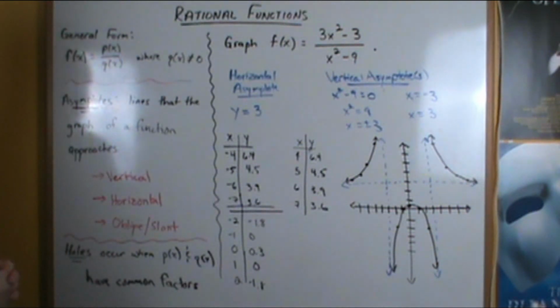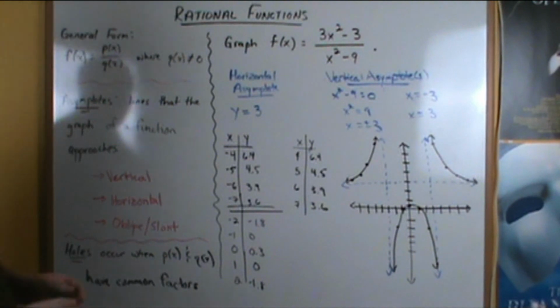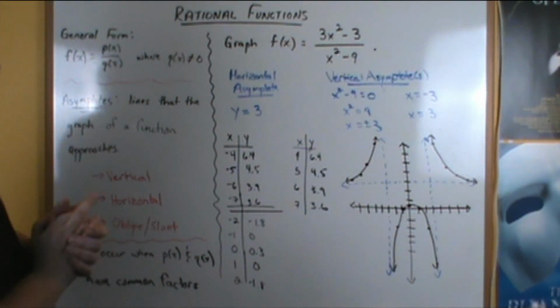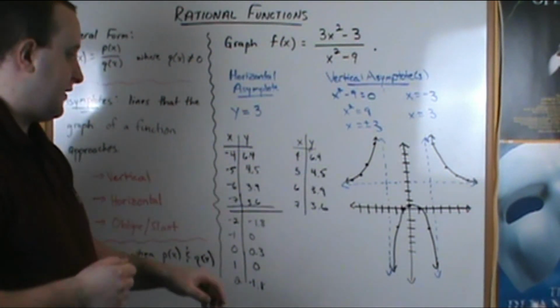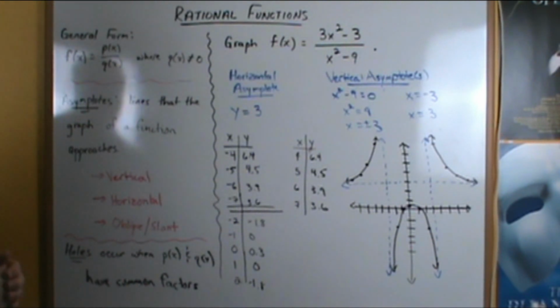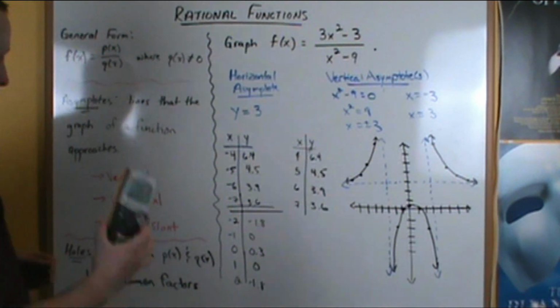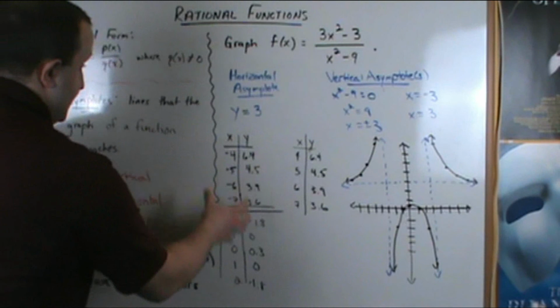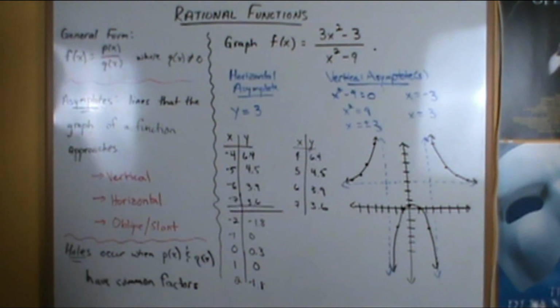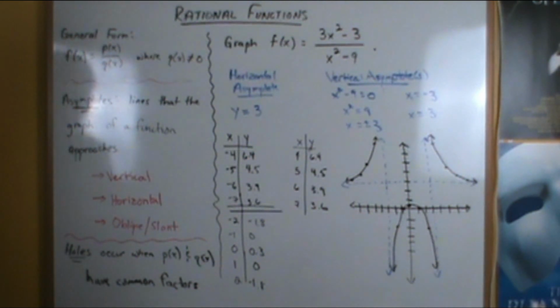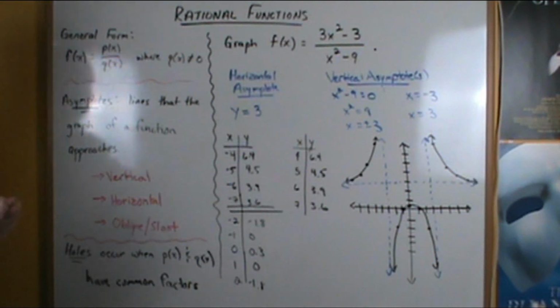Okay? So, again, no shortcut to graphing these. For the asymptotes, those are probably the easier part, but for the actual graphing, you need to use a table of values. What I'm doing is I'm using my graphing calculator to come up with this table of values. You should do it algebraically to come up with them as well. So there's that graph of f of x equals 3x squared minus 3 divided by x squared minus 9.